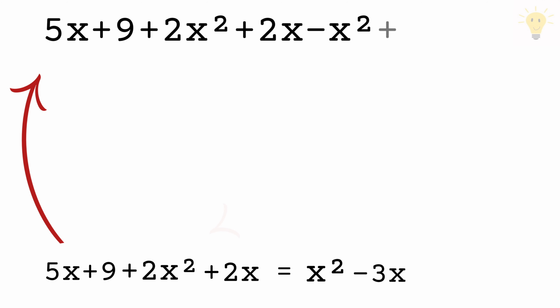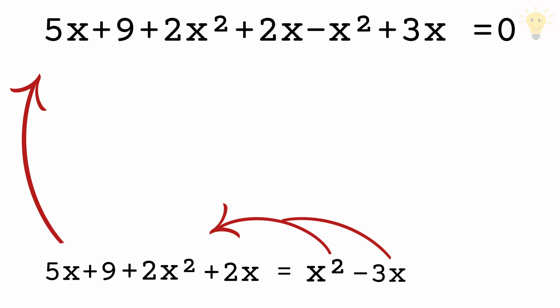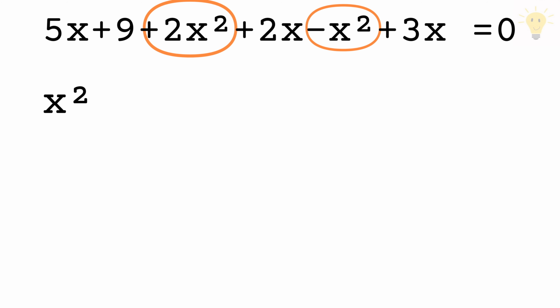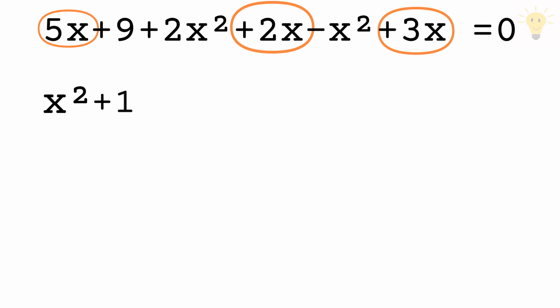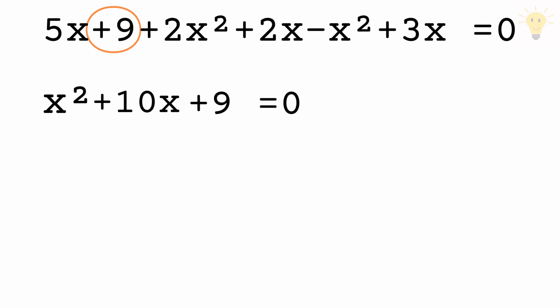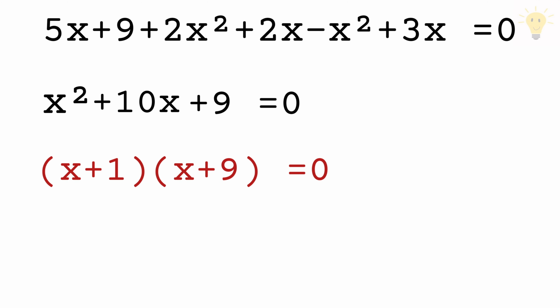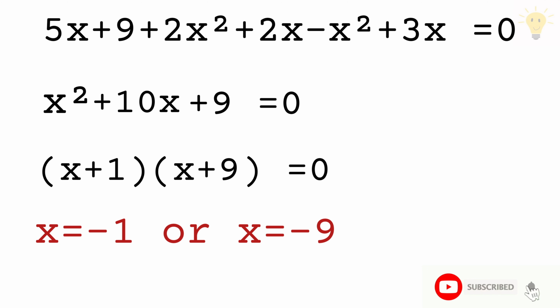Now we take everything to the left side of the equal sign and group the like terms. These two will give us x squared, 5x plus 2x plus 3x will give us 10x. Then we have a positive 9. The factors of 9 that will give us 10 are a positive 1 and a positive 9. So x is equal to minus 1 or x is equal to minus 9.